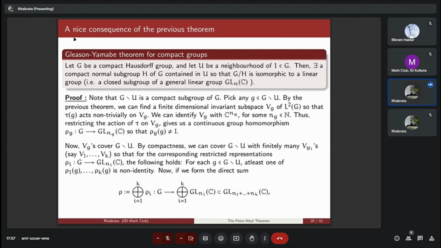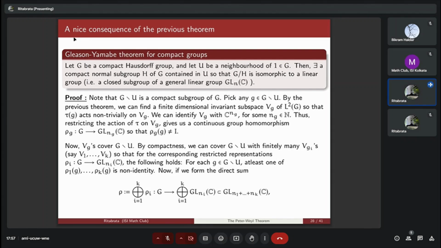In particular, we could take GL_Ng to be U_Ng also, the unitary matrices, but we haven't shown that all continuous representations are unitary. After we prove that, then we can embed it inside U_N of C also. But in this case, we can just move on with this. The proof will be very similar.